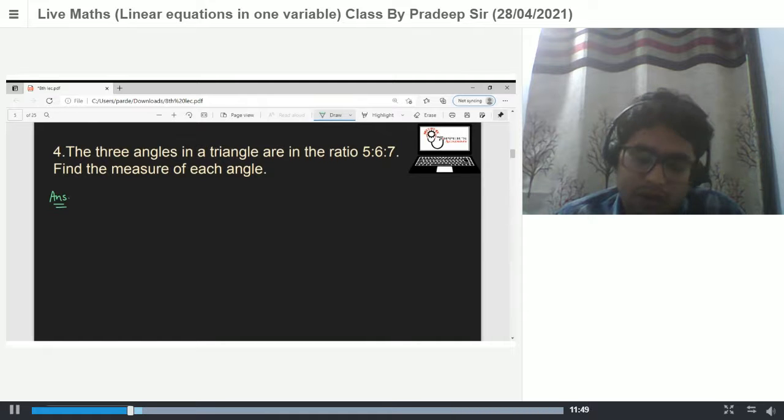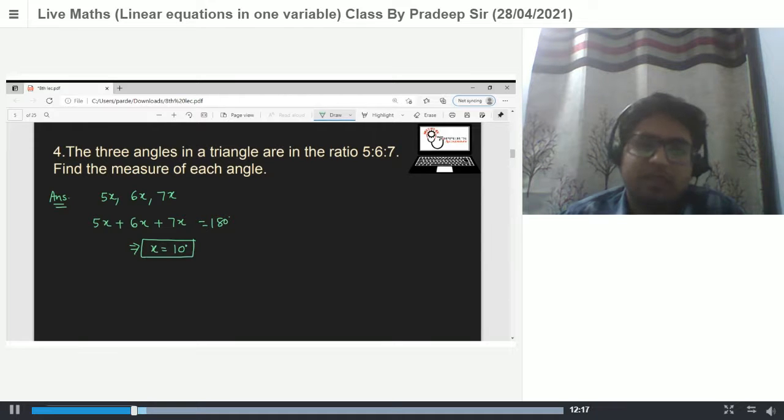Very good. Basically, if angles are in ratio, then we can assume the angles are 5x, 6x and 7x, yes? And we know the sum of all angles of a triangle is what? This is equal to 180. Yes. If you simplify this, you'll get x equal to 10 degrees. So the angles are 50, 60 and 70. Next question.